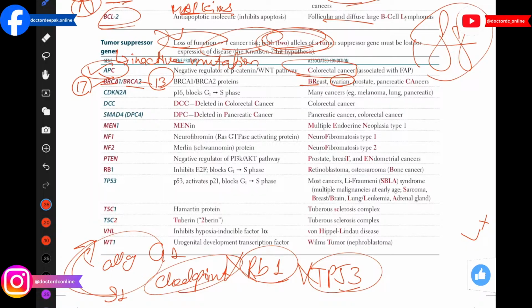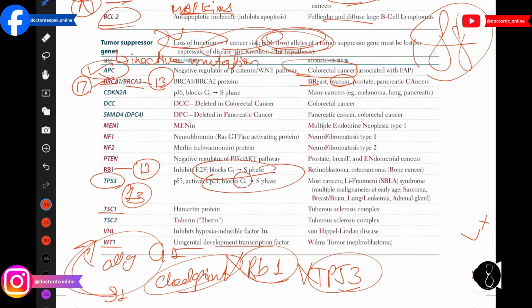There are more genes here like TSS1, RT1. The BT1 is for the originated 12 metons keep infected. One thing I want to tell you, the RB1 is present on chromosome number 13 and P53 on 17, and these both are going to block the G1 and S phase checkpoint.